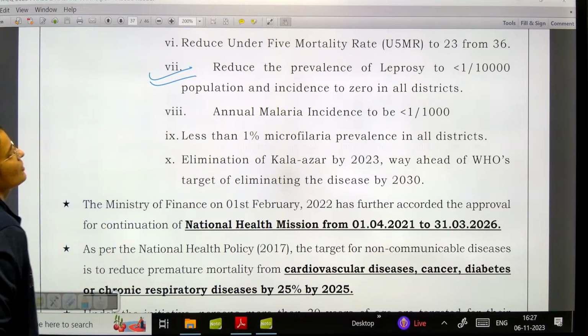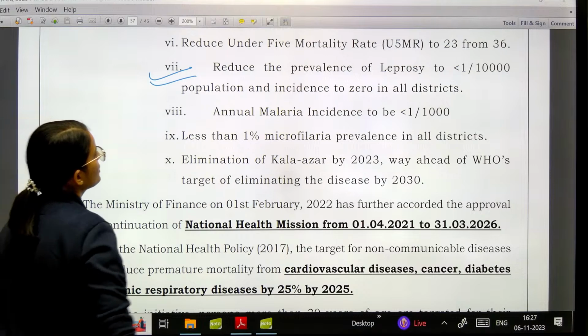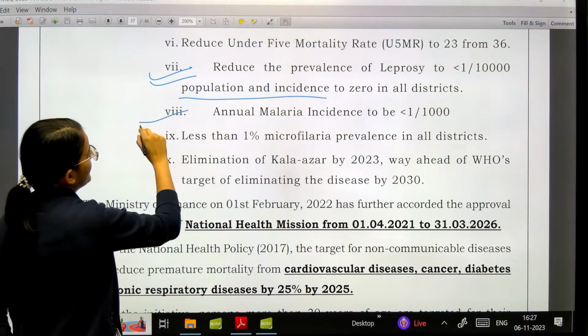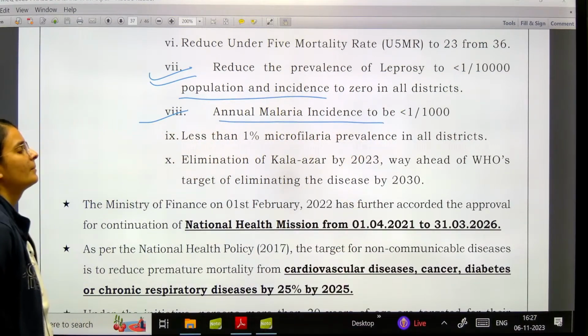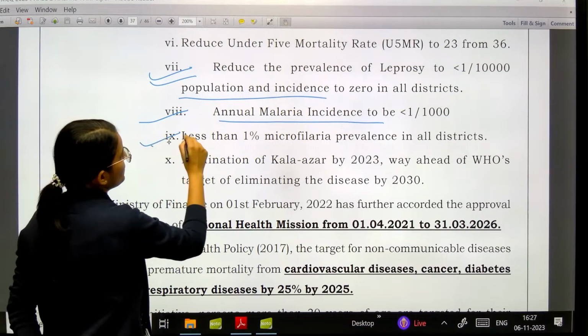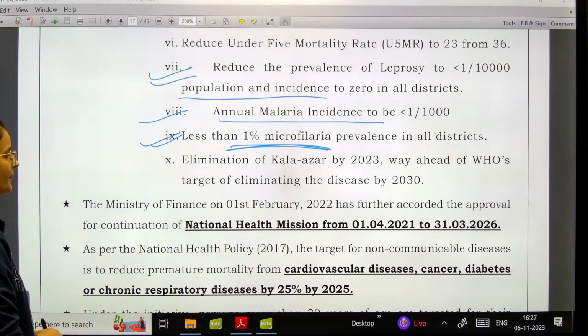Reduce the prevalence of leprosy to less than 1 per 10,000 population and incidence to 0 in all districts. Next is annual malaria incidence to be reduced to be less than 1 per 1,000 population and less than 1% microfilaria prevalence in all districts, okay.